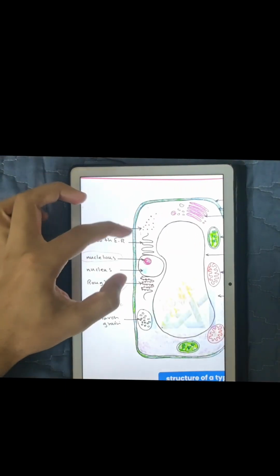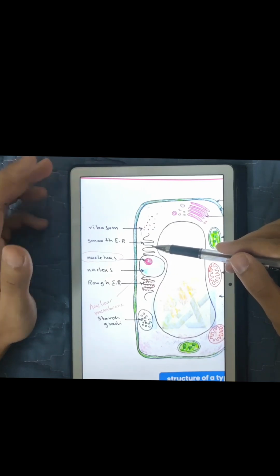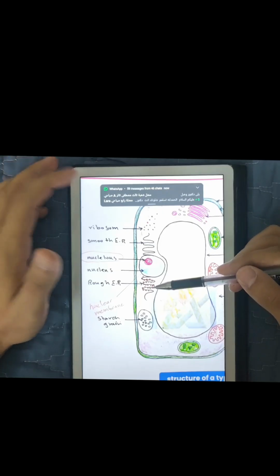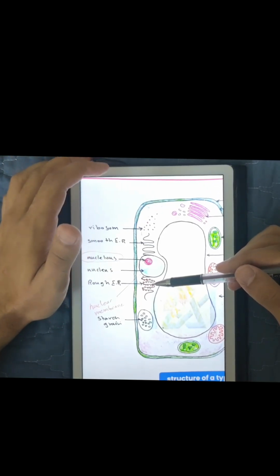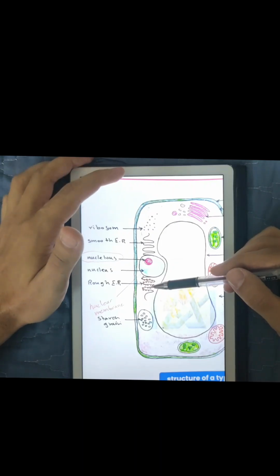Smooth endoplasmic and rough endoplasmic. As you can see here, we just explained them. So I'm now going to show you a picture of rough endoplasmic and smooth endoplasmic. So this is basically smooth endoplasmic. So remember, because it has no ribosomes on its tubules. This is rough endoplasmic because it has ribosomes on its tubules.